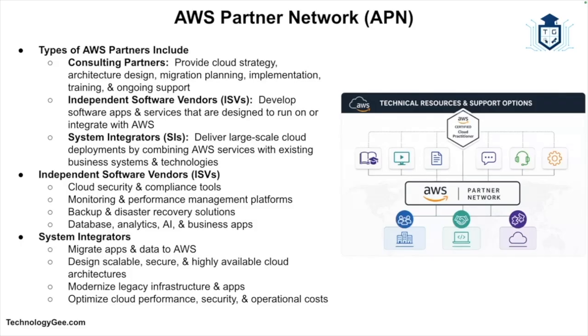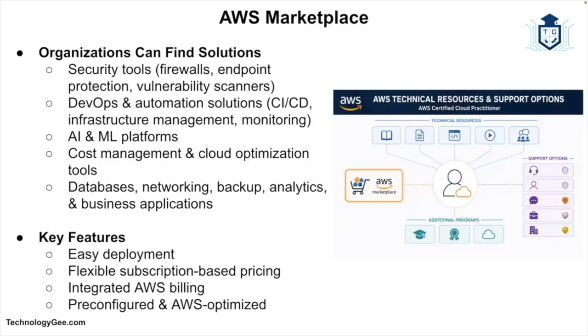So just understand that in real life, many companies do not build everything themselves. They rely on AWS partners. And then we have what is called the AWS Marketplace. So think of the marketplace like the App Store, but for cloud solutions. And within there, you can find security tools, DevOps solutions, artificial intelligence, machine learning platforms, and cost management tools. Its key features are that it offers easy deployment, subscription-based pricing, and integrated billing with AWS. And all of this helps save companies time because they don't have to build everything from scratch.